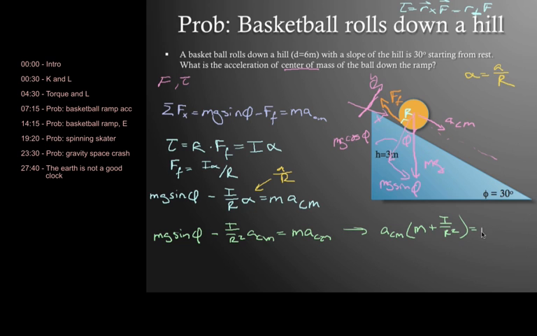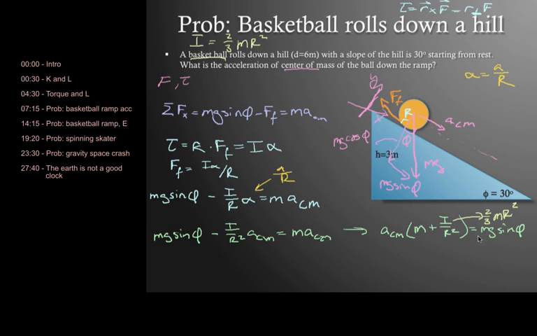And then all of this is going to be equal to mg sine phi. So right now we need to talk about what this moment of inertia is. Here we have a basketball. For a basketball, it's hollow, so we look up the moment of inertia for a hollow sphere, and that's 2/3 mr squared. So we're going to be sticking in a 2/3 mr squared in here.